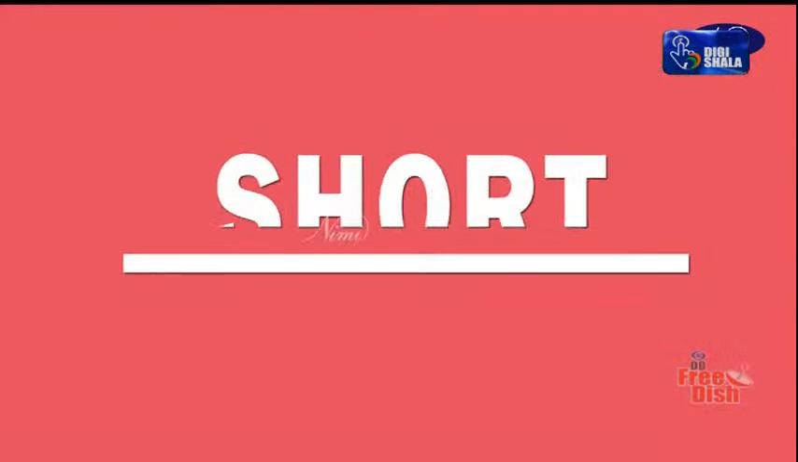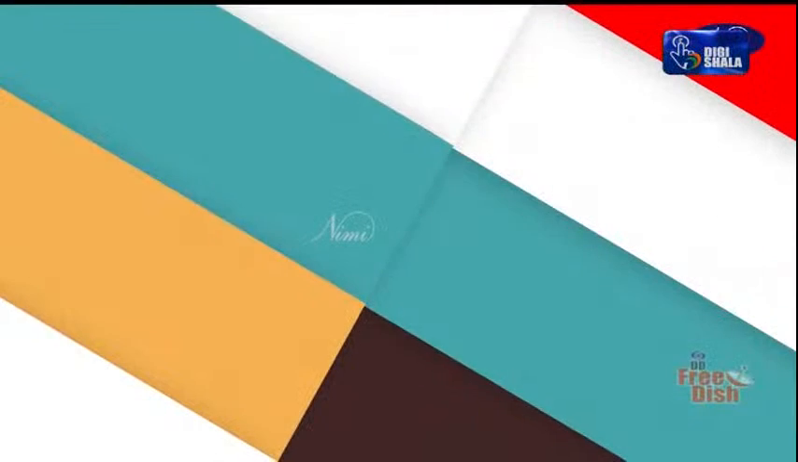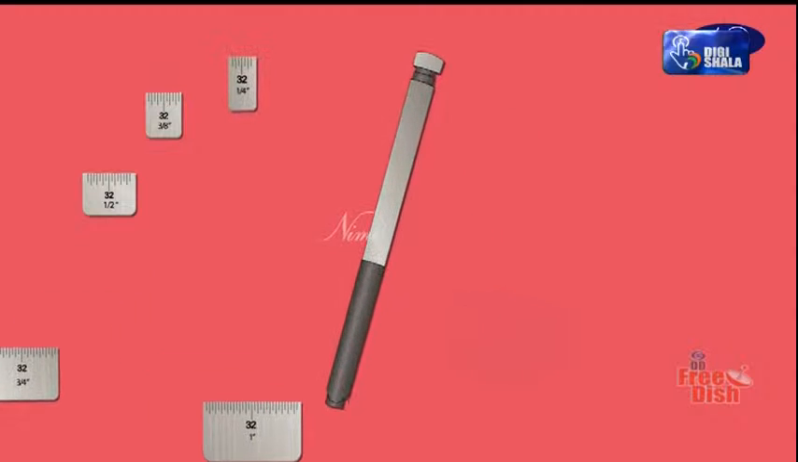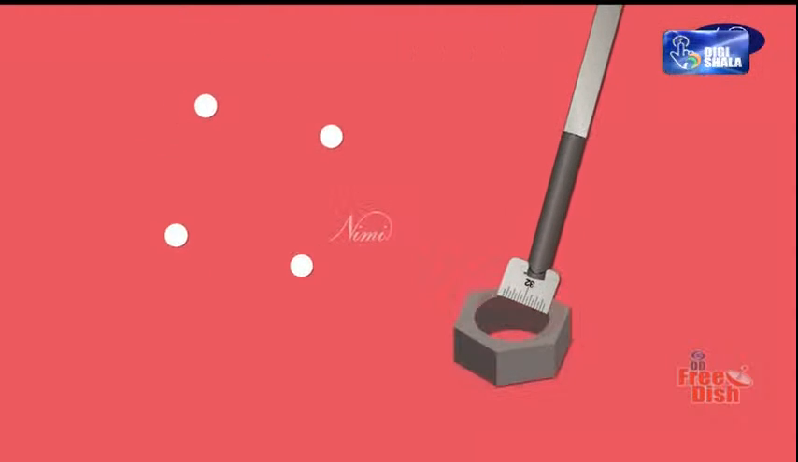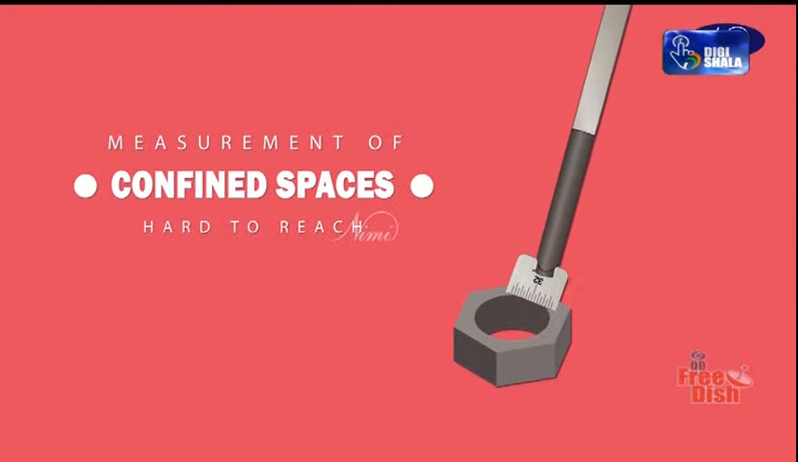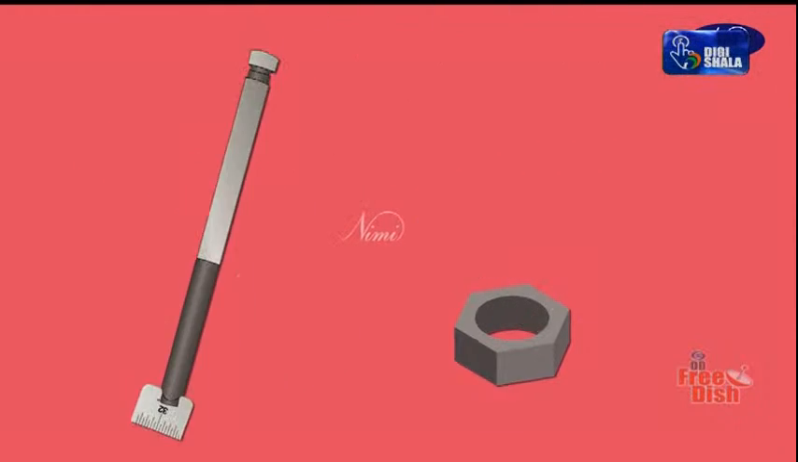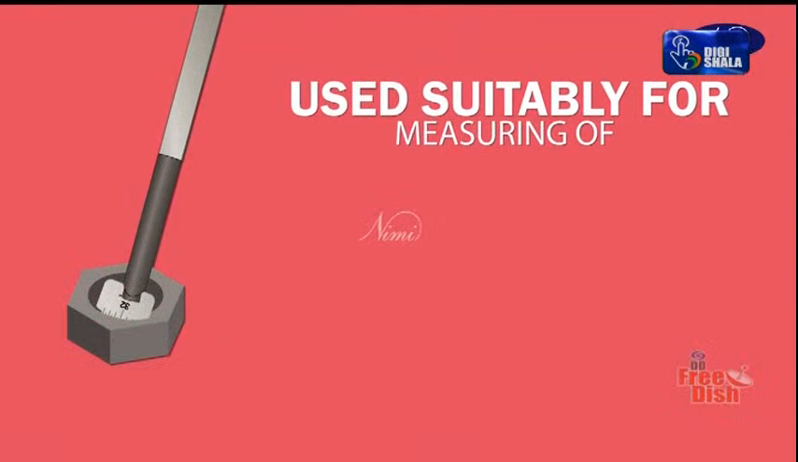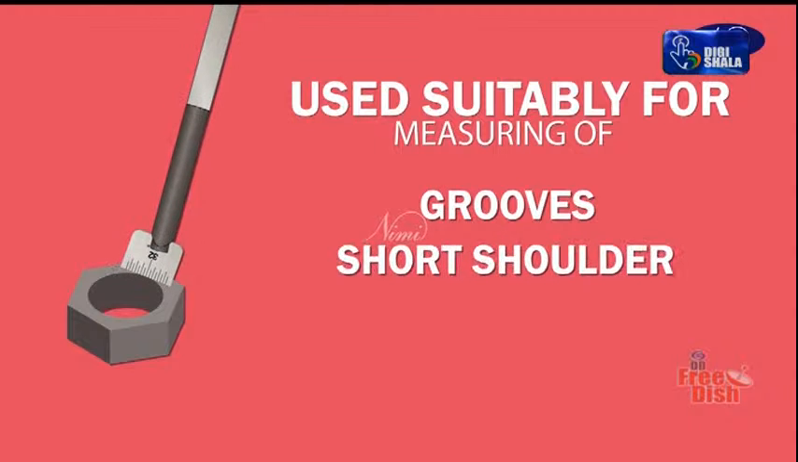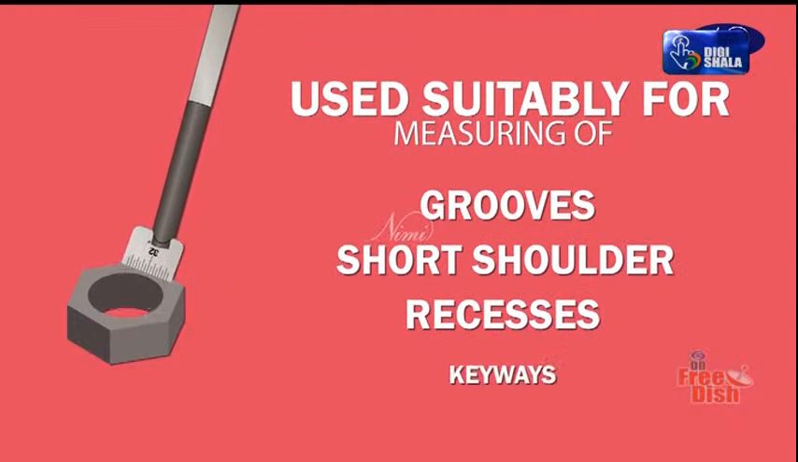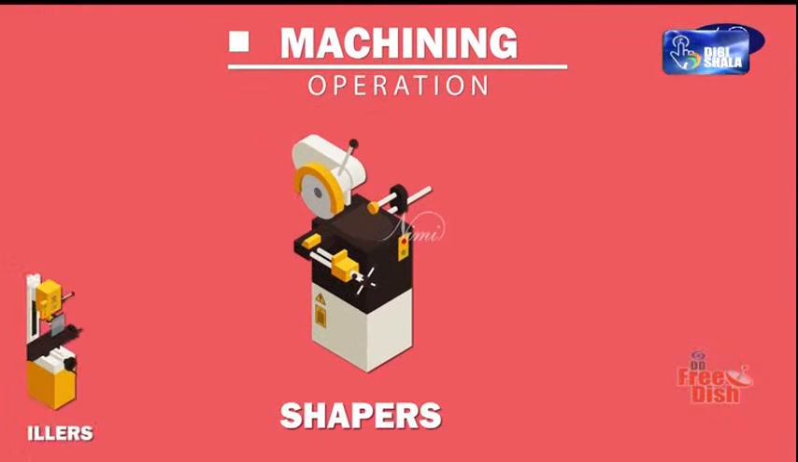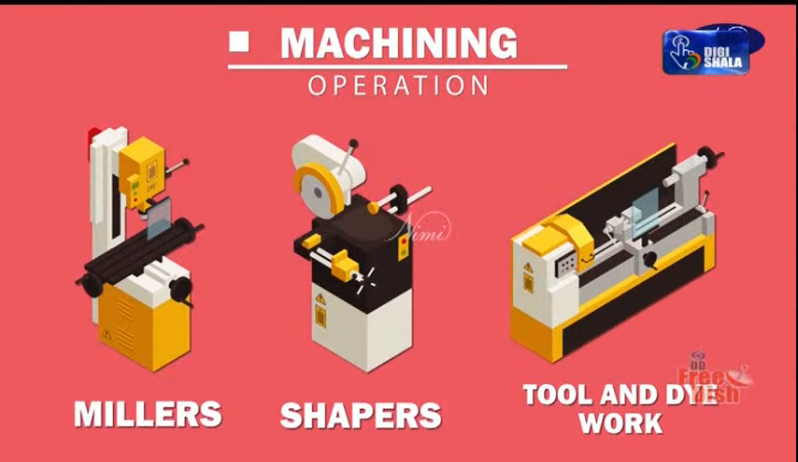Next, short steel rule. This set of 5 small rules together with a holder is extremely useful for measurements in confined or hard to reach locations which prevent the use of ordinary steel rules. It is used suitably for measuring grooves, short shoulders, recesses, keyways, etc. In machining operations on shapers, millers and tool and die work, they are used.